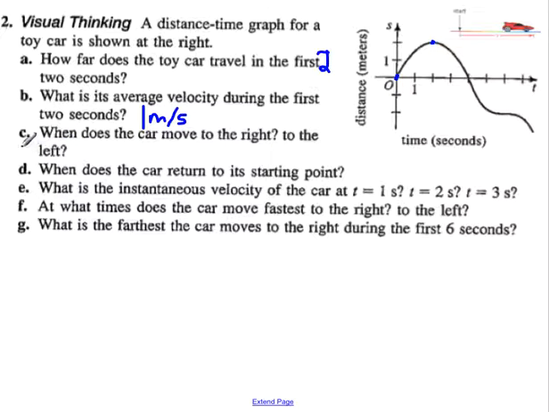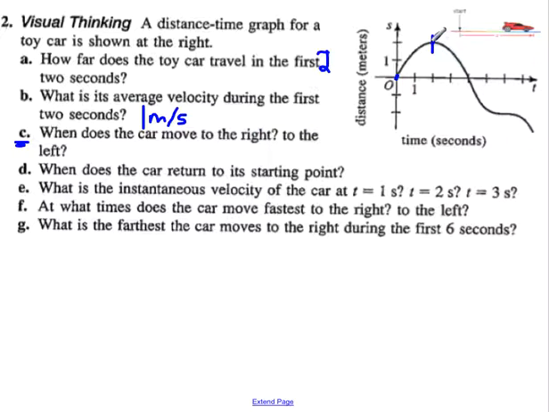When does the car move to the right and to the left? This one is saying we're still assuming it's that goofy picture from class. So it starts off just quite literally going to the right. It moves 2 meters to the right. And when does it stop moving to the right? Well, look at the graph. It moves 2 meters away from the starting point. So that's when it's moving to the right, in between 0 to 2. So any time in between 0 to 2, it's moving to the right.